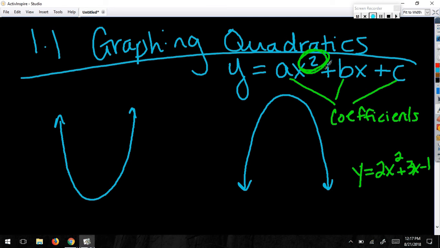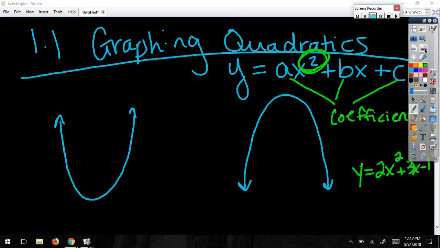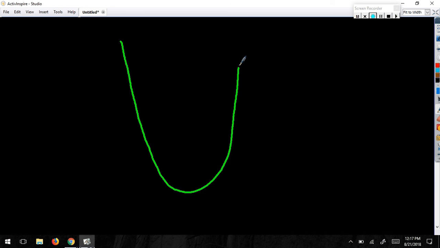If I go too fast, which I often do, please slow me down, tell me to stop, and I'll stop. Or if you have a question, stop me, okay? I don't want you to be so frantically writing that you don't follow. So before we actually graph, let me run through some characteristics of a quadratic, of a parabola. Let's look at one. We'll do one that opens up.